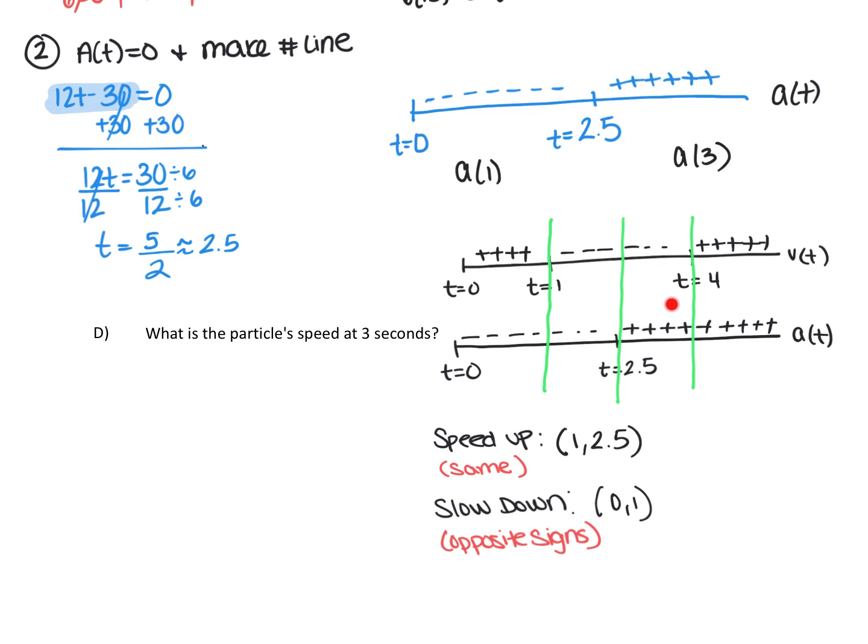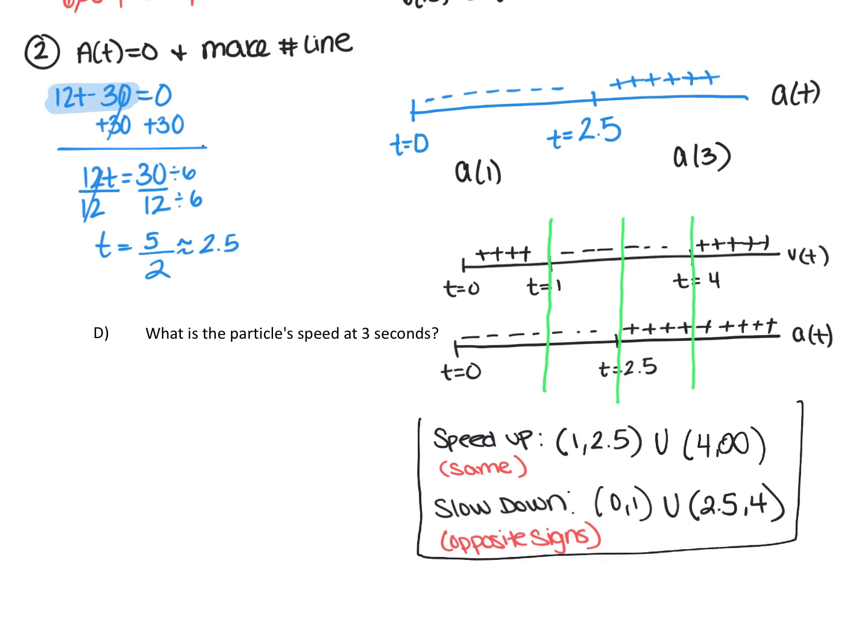Then if we go to the next section, we have 2.5 to 4, where I have a minus and a plus, different signs. So I'm going to slow down there. So union 2.5 to 4. And then last but not least, from 4 on, I have both positives, which are the same sign. Therefore, I'm going to speed up. So that will be from 4 to infinity. So here are your answers for part C.